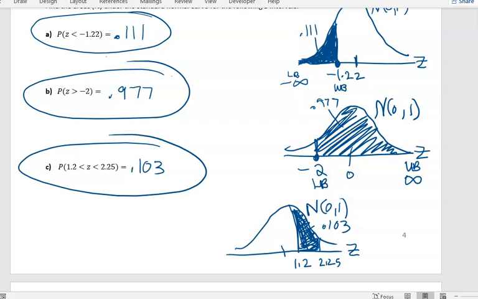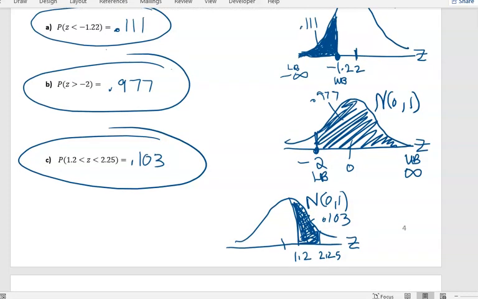All right, so if you're looking for the proportion of the curve that you get, that comes up to a probability, basically. We're saying there's like 10.3% of these, and there's 97.7% of these.